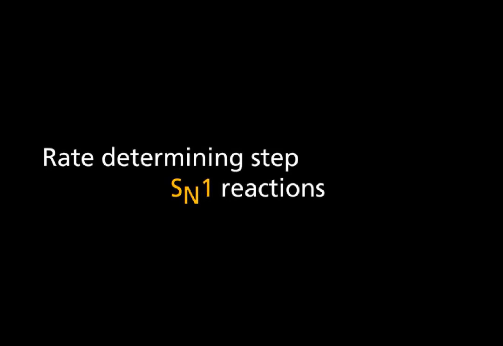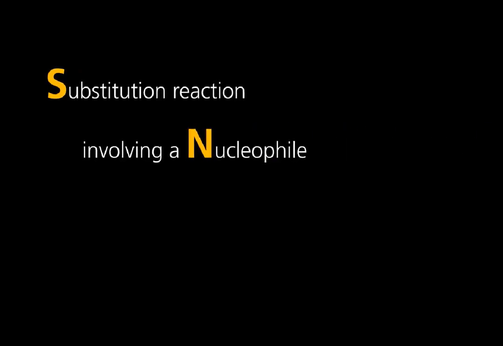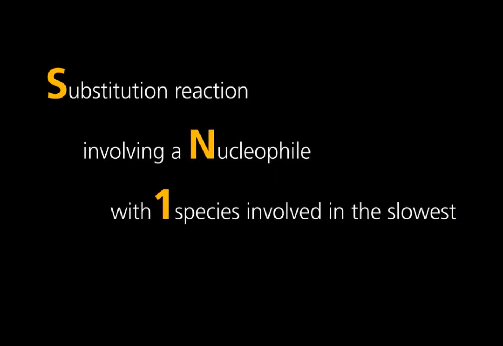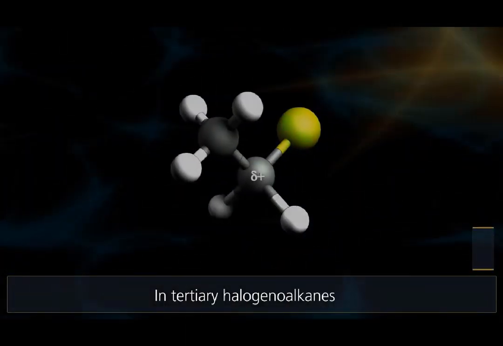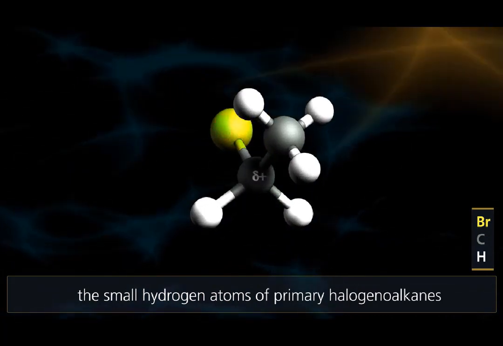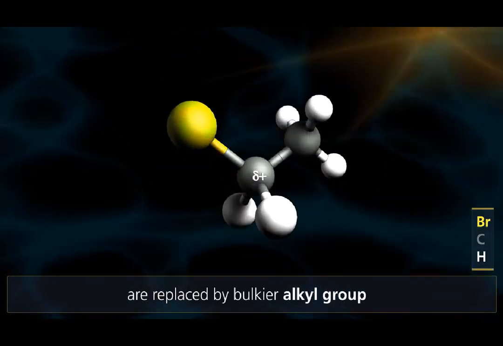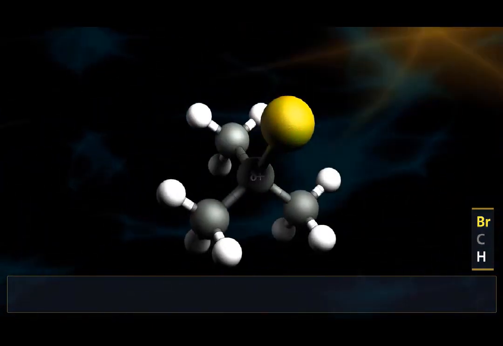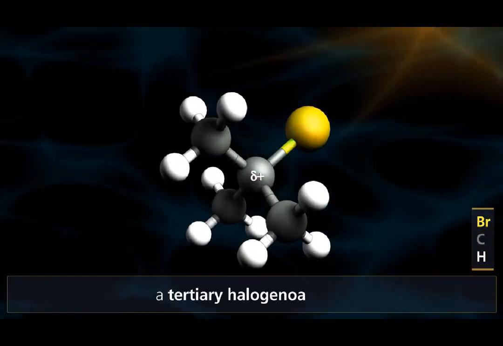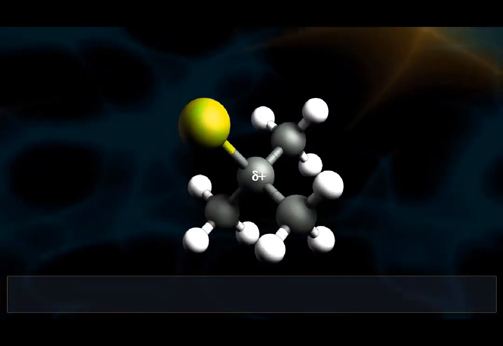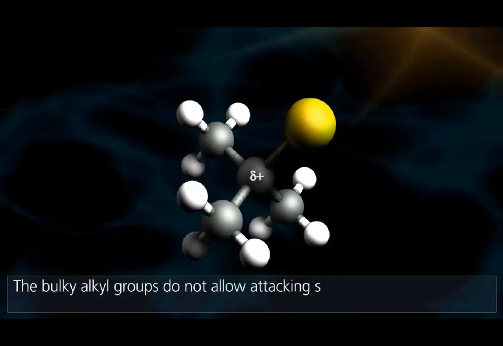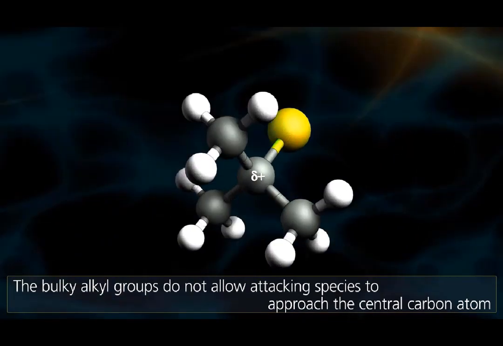Tertiary halogenoalkanes undergo Sn1 reactions, where S indicates a substitution reaction is occurring, N indicates that a nucleophile is involved, and 1 indicates that only one species is involved in the slowest rate determining step. In tertiary halogenoalkanes, the small hydrogen atoms in primary halogenoalkanes are replaced by bulkier alkyl groups. The bulky alkyl groups do not allow attacking species to approach the central carbon atom.